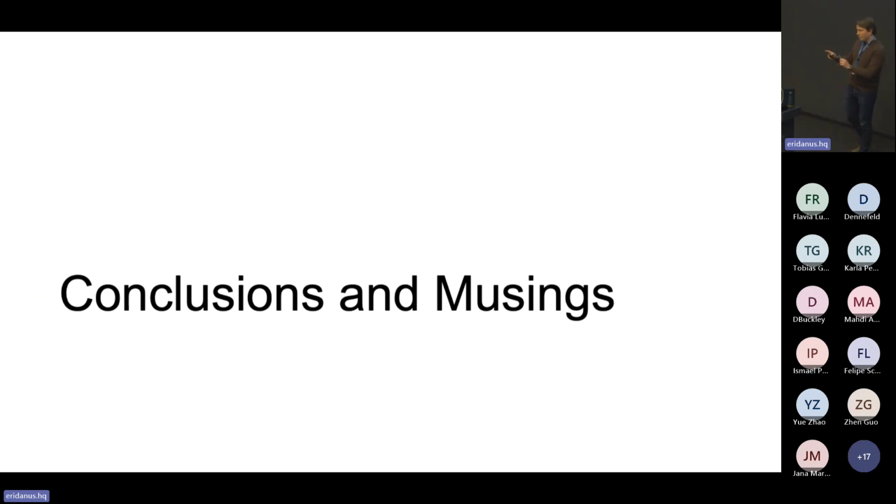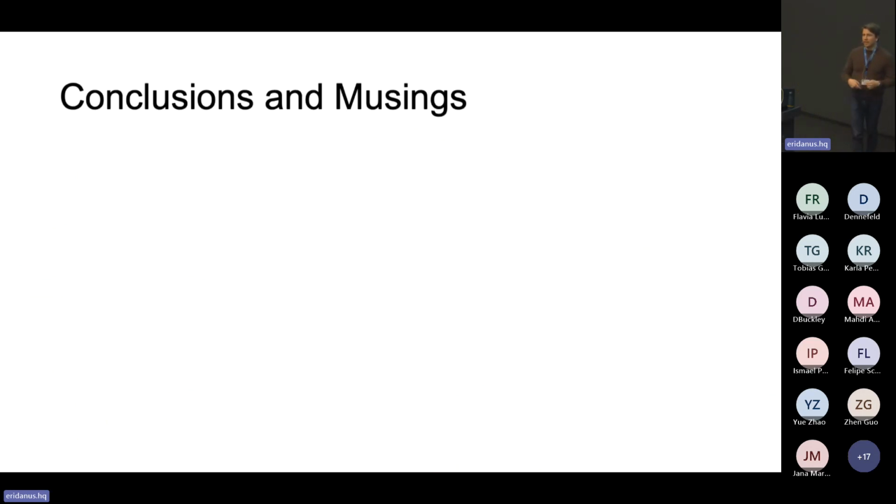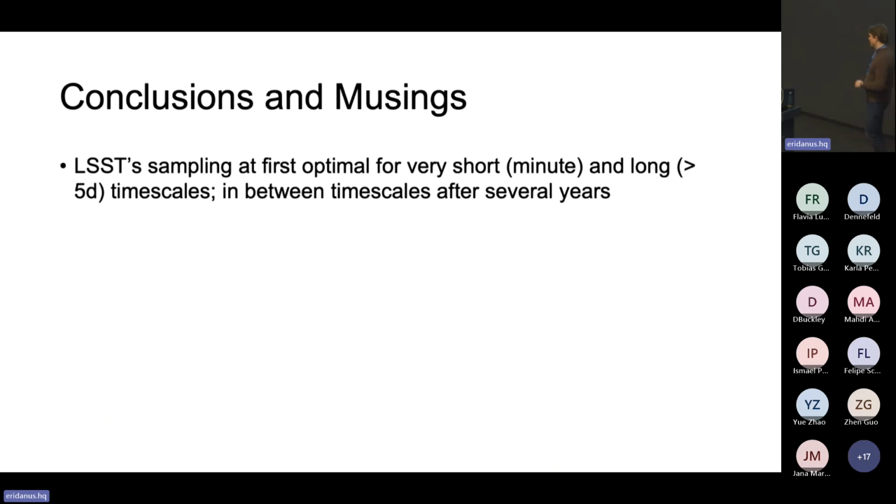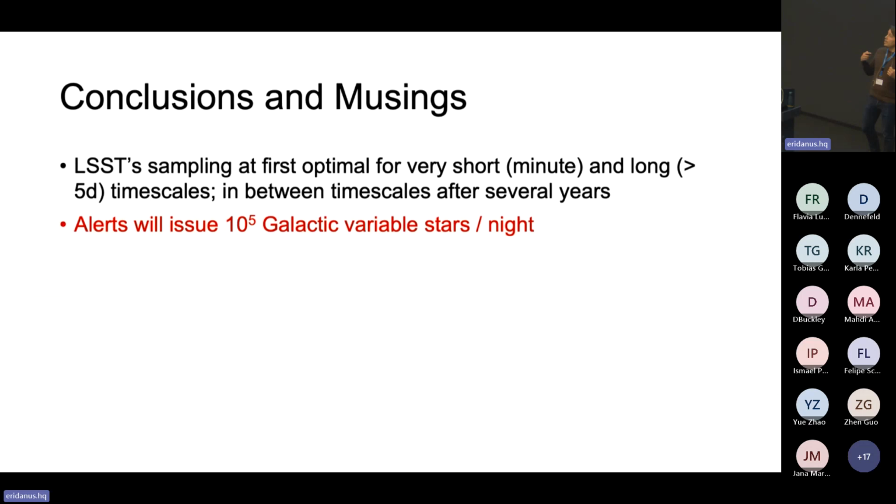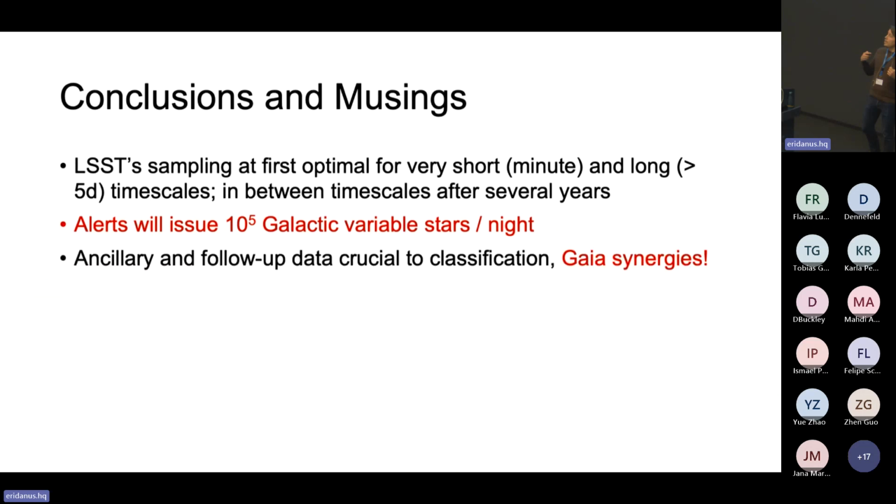Now let me get to a couple of musings and conclusions of all of this, because I wanted to give an opportunity for food for thought, essentially. LSST, of course, with its sampling will be initially very good for very short periods, and then maybe also for longer periods. The in-between timescales, if I understood the TVS document correctly, will be more studied once there are years or longer timescale data available. There will be many, many alerts issuing on variable stars every night. And as I mentioned, the synergies with Gaia will be really fantastic. So we'll need ancillary and follow-up data for many of these.